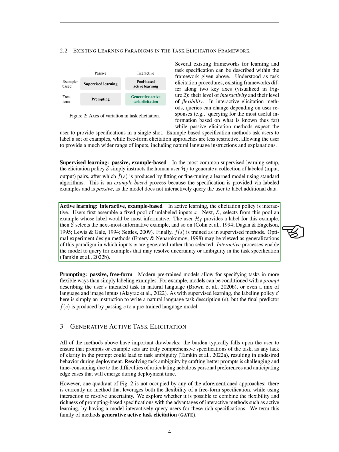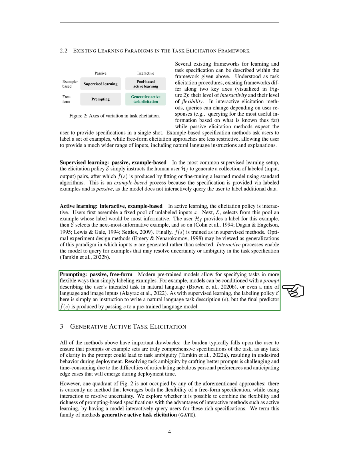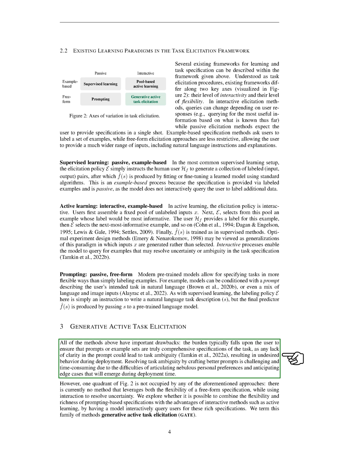3. Prompting. This is a passive, free-form method. Modern pre-trained models allow tasks to be specified in more flexible ways, such as using a natural language prompt that describes the user's intended task. The system then uses this prompt to train a language model. However, all these methods have their drawbacks. The main issue is that the user has to ensure that the prompts or examples are comprehensive and clear. Any ambiguity could lead to undesired behavior when the system is deployed.